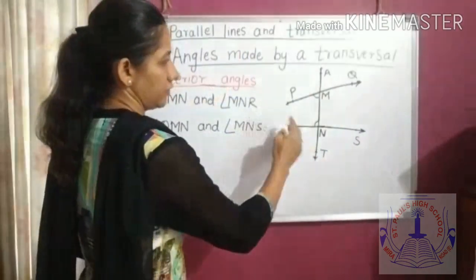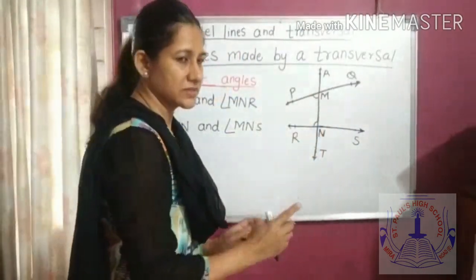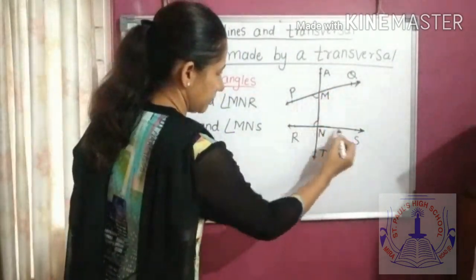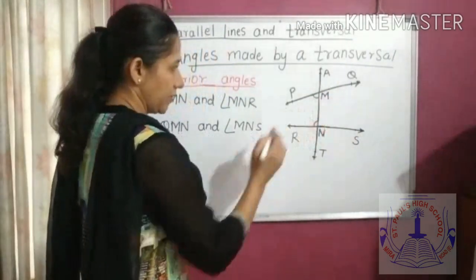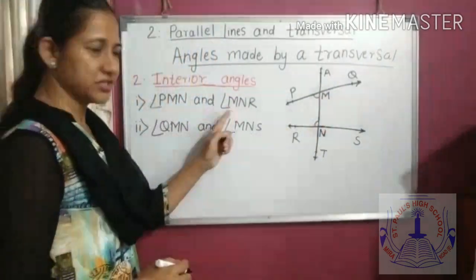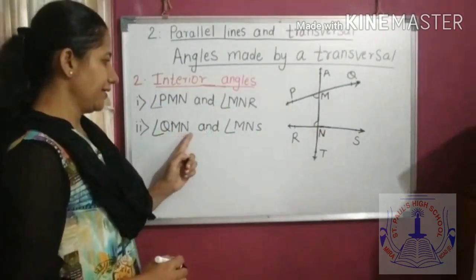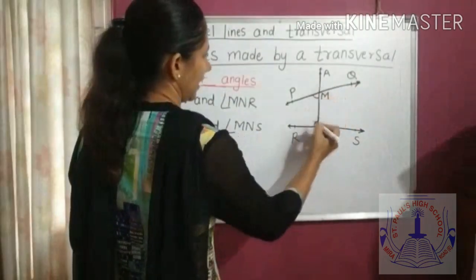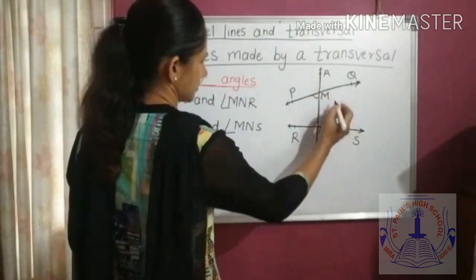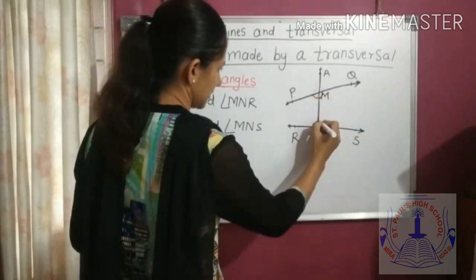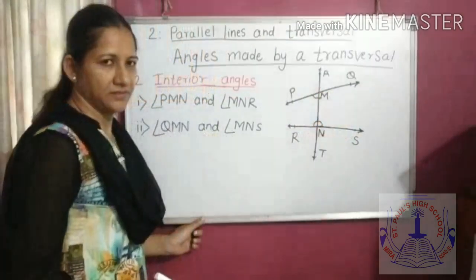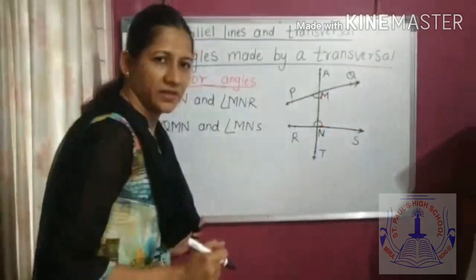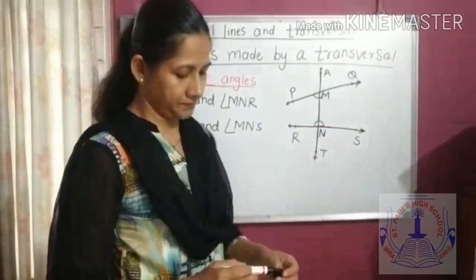Here if you see, this pair is on the same side of the transversal, and inside the two given lines, that is line PQ and line RS. So this is one of the pairs of interior angles, which is mentioned here. The second one is angle QMN and angle MNS. So another pair of interior angles is here, which fits the definition because it is inside the given two lines and on the same side of the transversal. Clear?